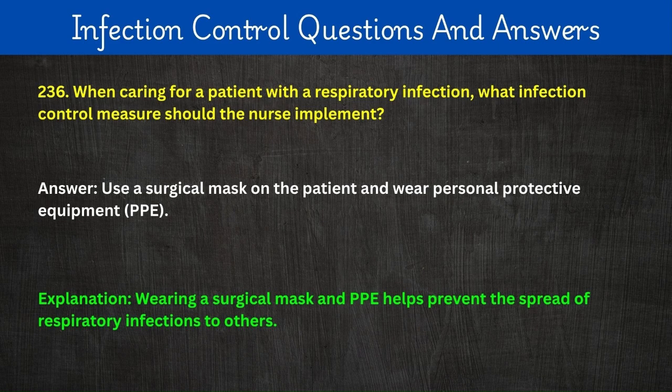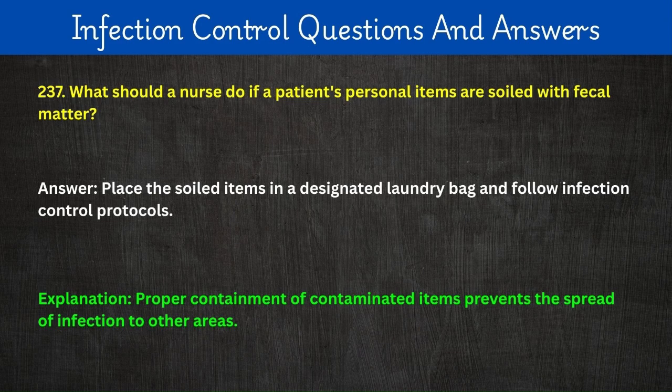Answer: use a surgical mask on the patient and wear personal protective equipment, PPE. Explanation: wearing a surgical mask and PPE helps prevent the spread of respiratory infections to others. 237. What should a nurse do if a patient's personal items are soiled with fecal matter?